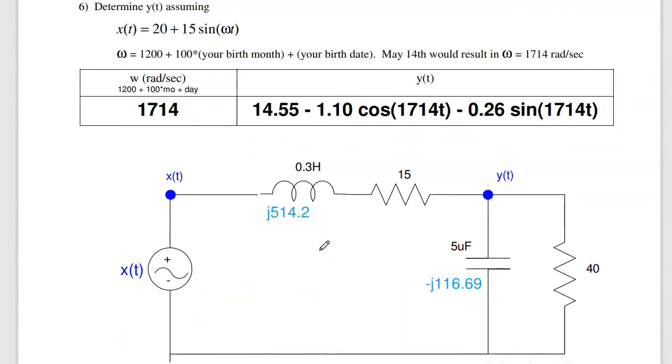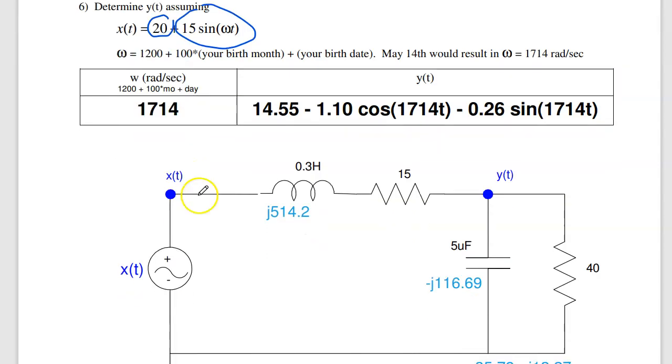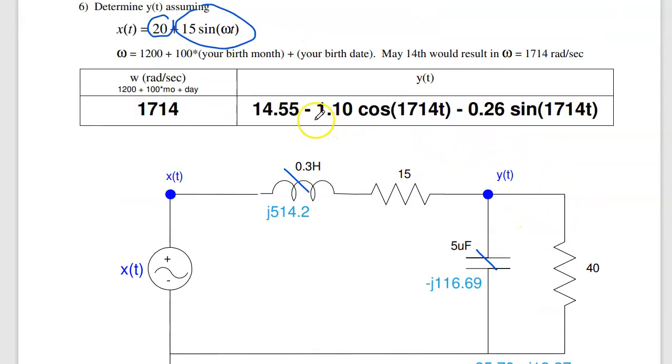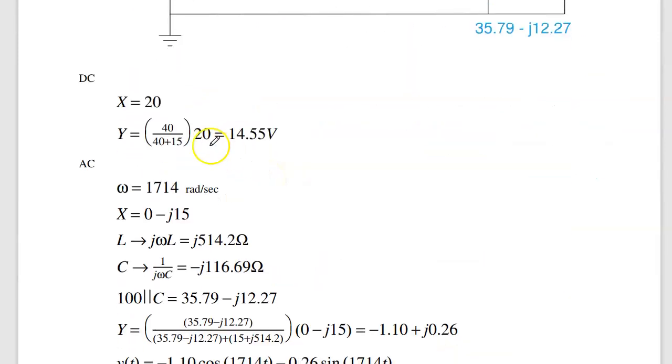And number 6, this is a superposition problem. I've got a DC term and an AC term. The total answer will include both DC and AC. Here the frequency is based upon your birth date. So if I start out at DC, the inductor doesn't matter, the capacitor doesn't matter, I just have a voltage divider. It's going to be 40 over 40 plus 15 times the input times 20, which gives you the DC voltage, 14.55.